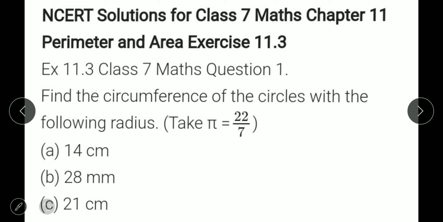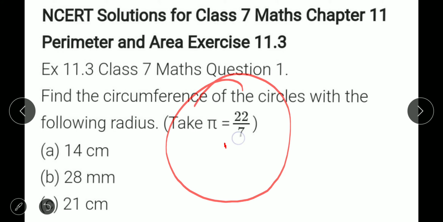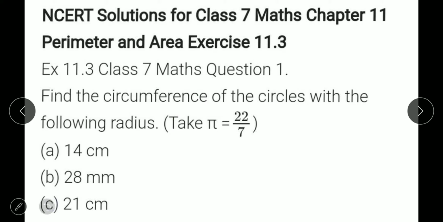Now they have given the radius. They have given the radius of the circle. Radius is the distance from the center to any part of the circle. This is known as a radius. So they have given the radius and now they are asking us to find the circumference. The area of a circle is pi r square, but they are asking for the circumference.